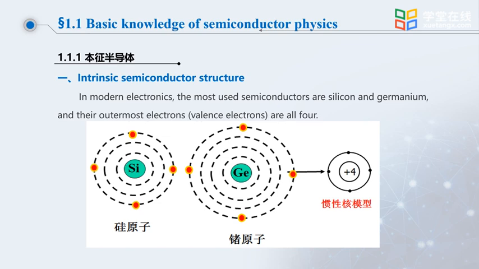Let's start with the first concept, the intrinsic semiconductor. The most abundant semiconductors in nature are silicon and germanium. These are their individual atoms, and they all have 4 valence electrons in their outermost layers. For the convenience of description, the nucleus and the inner electrons are described by an inertial nucleus, shown as positive 4 plus a circle in the right figure, which we use to describe the inertial nucleus plus the valence electrons in the outer layer. This model is called the inertial nucleus model. We use this model to describe silicon and germanium atoms.